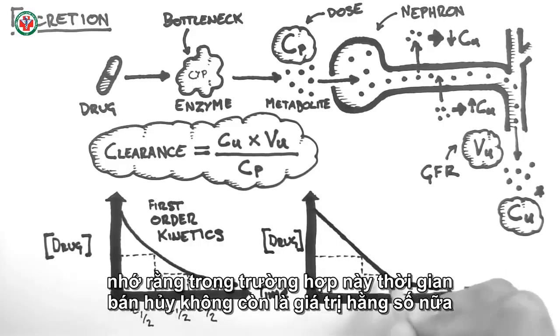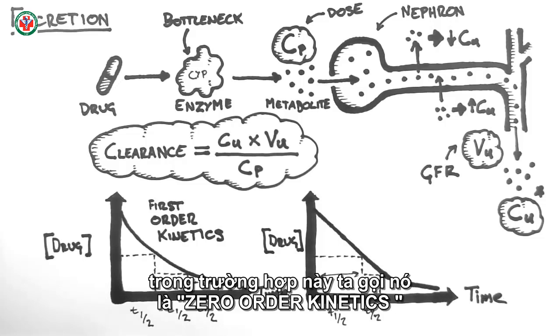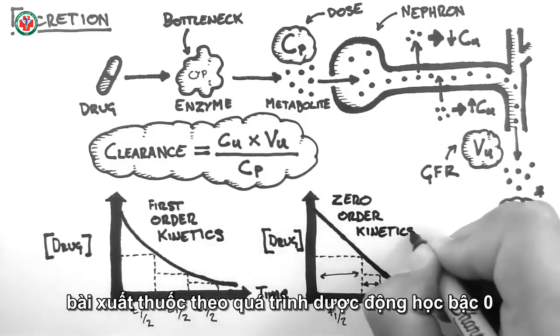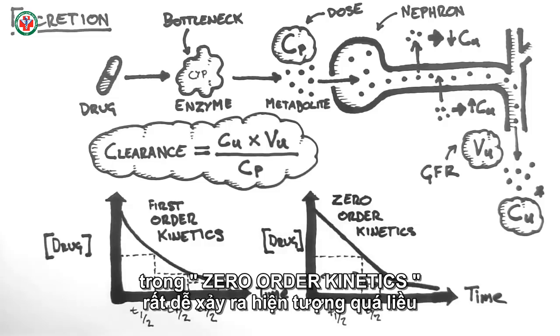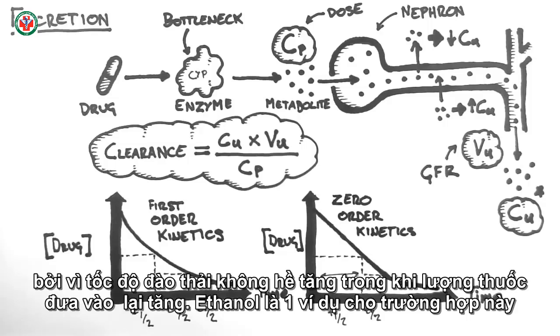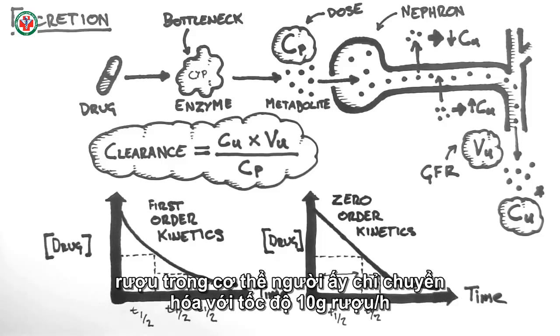Note that in this case, the half-life is not a constant value anymore. It is dependent on the current concentration of the drug. When a drug behaves like this, we call it zero-order kinetics. Drugs with zero-order kinetics are more easily overdosed, because the rate of excretion doesn't increase with increasing dose. Ethanol is an example of a drug with zero-order kinetics, which is why no matter how much someone drinks, they will only metabolize about 10 grams of alcohol per hour.